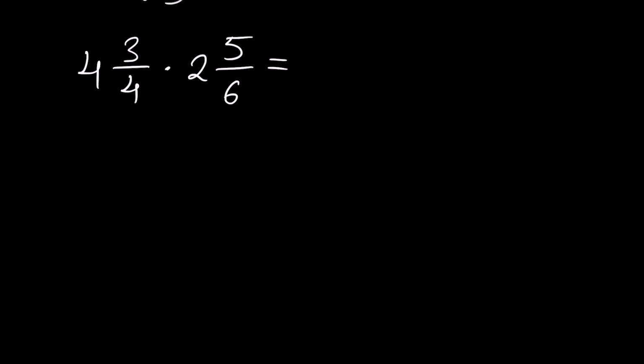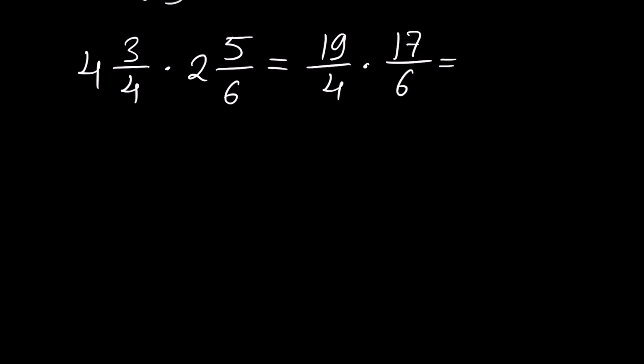4 times 4 is 16. 16 plus 3 is 19. 19 over 4. Then 2 times 6 is 12. 12 plus 5 is 17. 17 over 6. Next, we perform cancellations. We don't have any cancellations because numbers 19 and 17 are prime numbers. If you don't know what a prime number is, watch our previous tutorials.